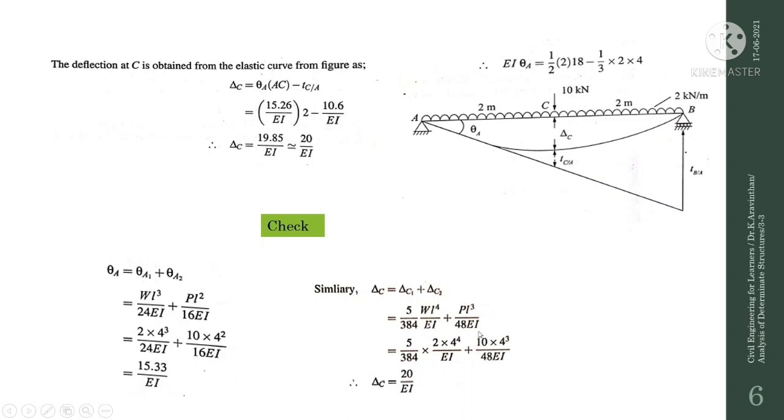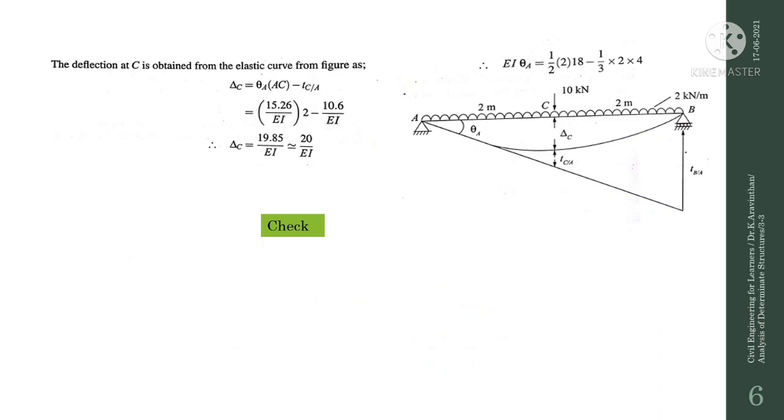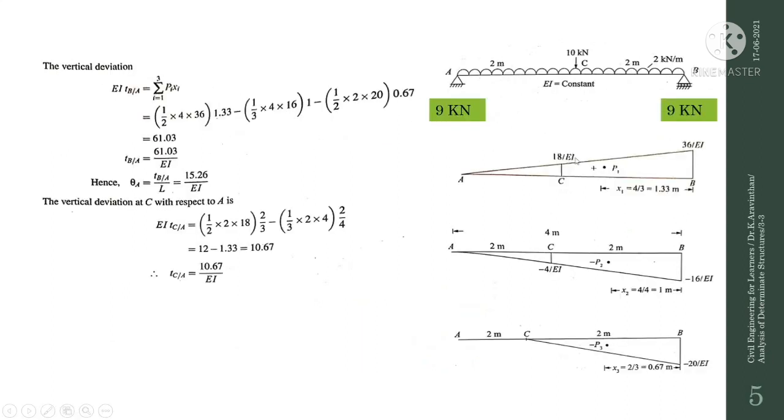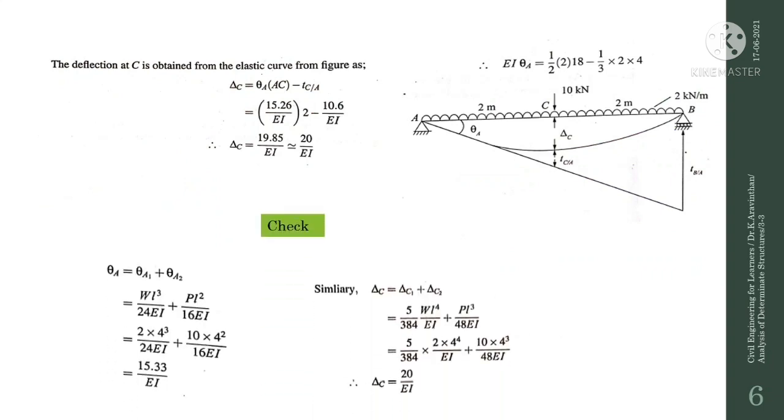Hence, if you add these two, you will be getting the delta CS 20 by EI, which is the same answer we got. So why can't we take only this formula and solve? During your university questions, they will be asking to solve the problem by using the moment area method. So you have to find the moment and you have to find the area and show that you know the procedure of calculating the deflection by using the moment area method.